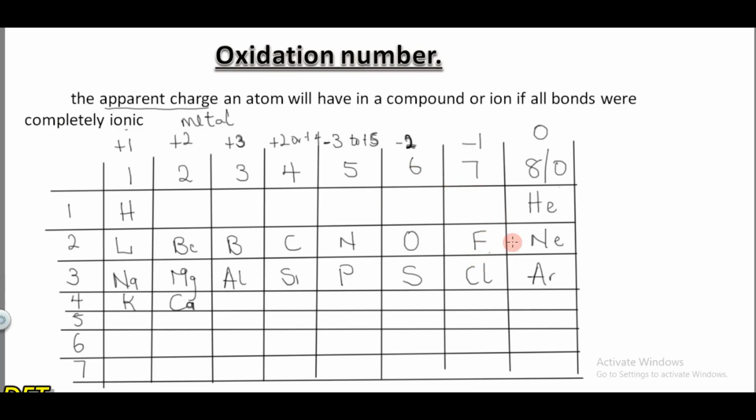So I can decide to ask you, what's the oxidation number of chlorine in sodium chloride? So the oxidation number of chlorine in this compound is minus 1, right? Because chlorine is in what? Group 7. 7 minus 8 will give you what? Minus 1. 6 minus 8 will give you minus 2, right? So this is very important.